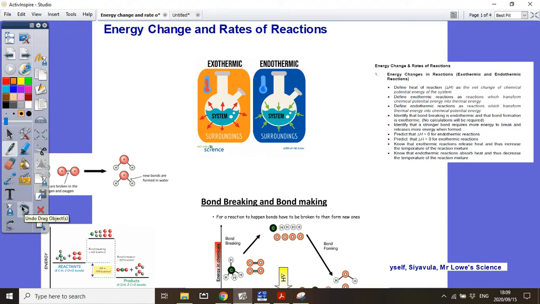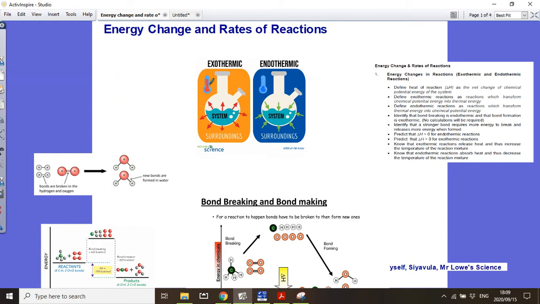When we look at the energy changes that happen in a chemical reaction, you must make very sure that when you're talking about energy, you know whether you're talking about the surroundings or the system. The system is basically the chemicals inside.